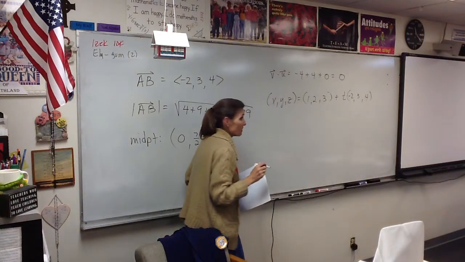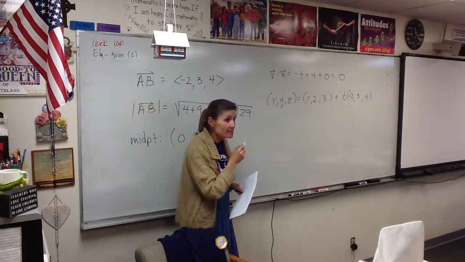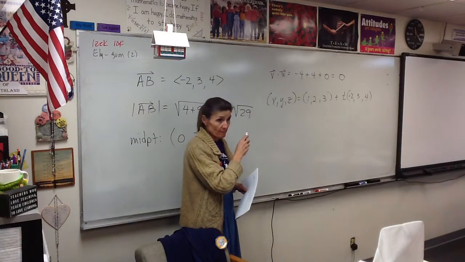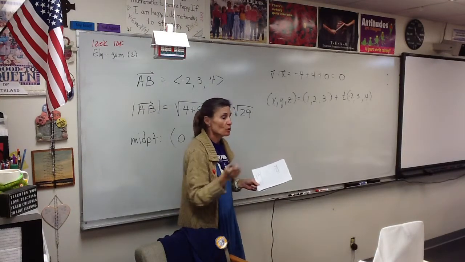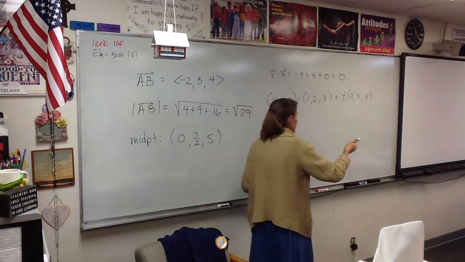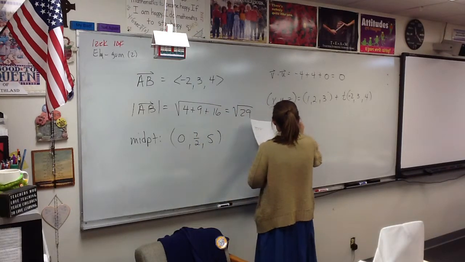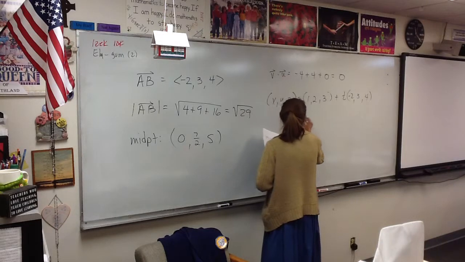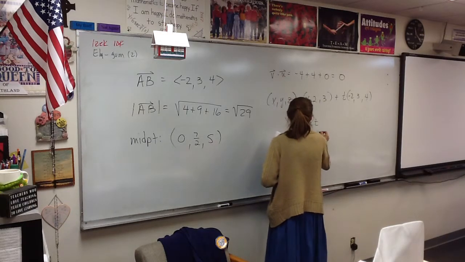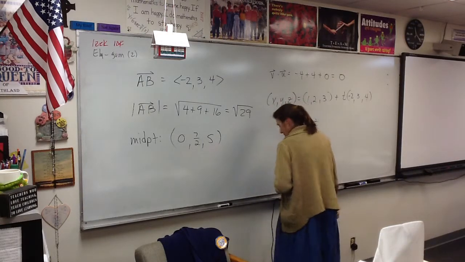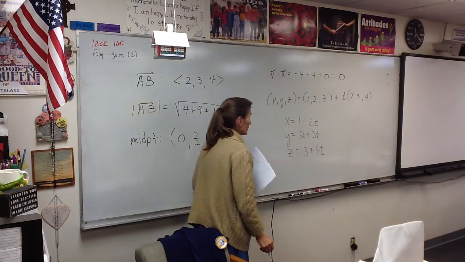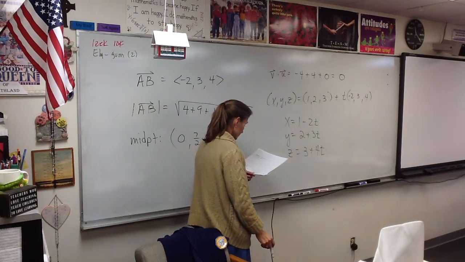Now that is not the answer though. That is the equation of the line, but it isn't the parametric equations of the line. So what do we need to do to get the parametric equations? Separate it. So x equals 1 minus 2t, y equals 2 plus 3t, and z equals 3 plus 4t. Nia, why's your hand up? Why did you use 1, 2, 3 instead of? Oh, 8. Sorry.